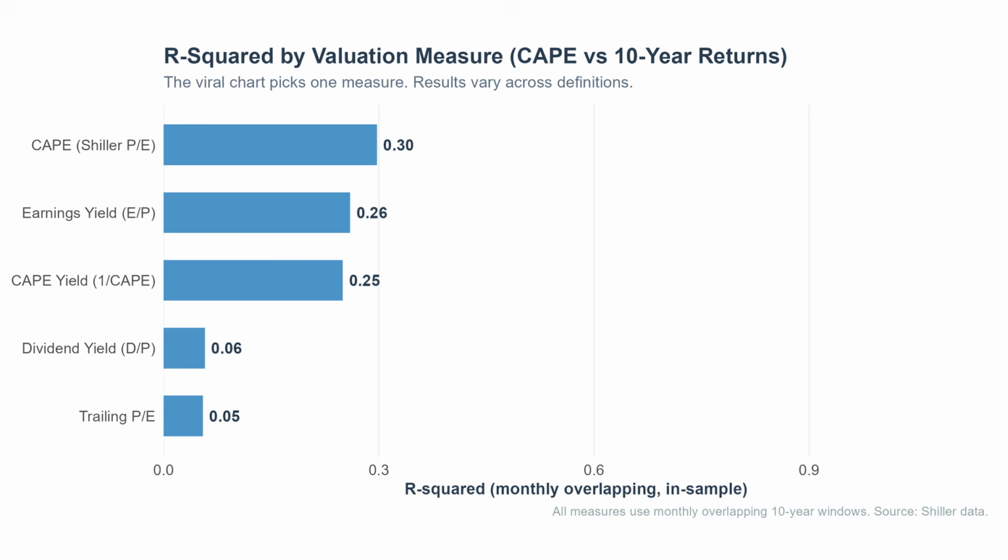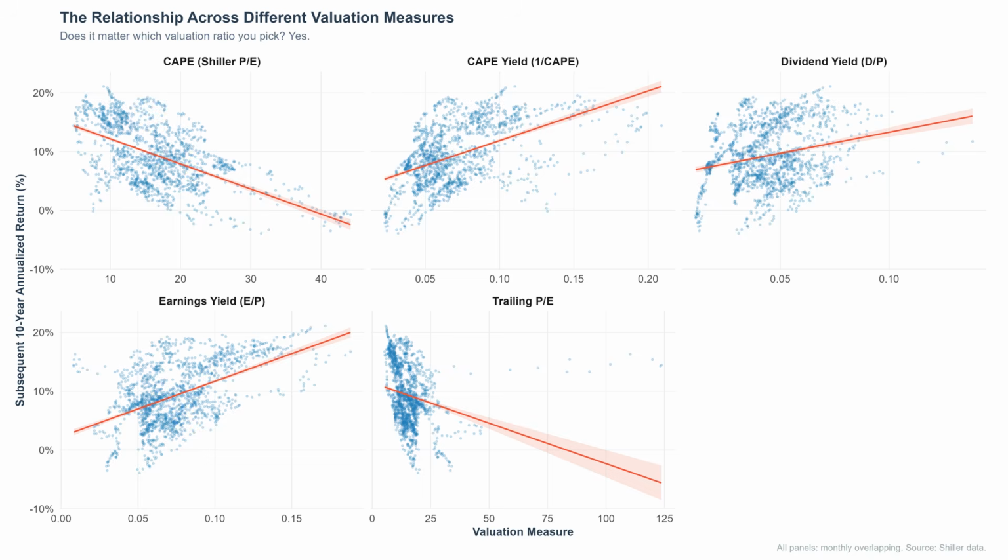But what if you use the standard trailing price-to-earnings ratio? No 10-year smoothing, just the last 12 months of earnings. Right. This is a very standard, widely cited metric on Wall Street. And what does the R-squared drop to? It collapses to 0.05. 5%. That is virtually no relationship at all. It is statistical noise. What if you use the dividend yield of the market as your valuation metric? This was the gold standard for a century.